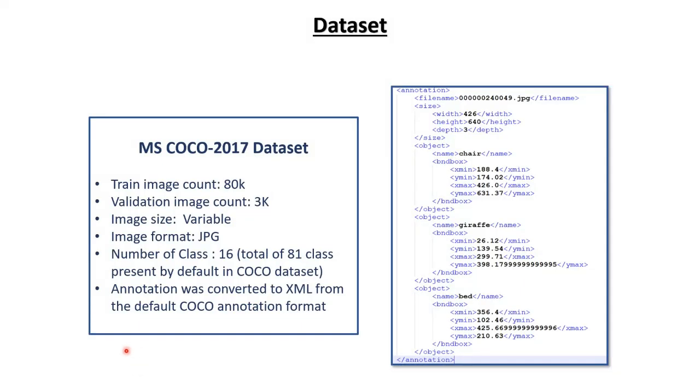Our dataset is from COCO 2017. Vehicle subclasses and animal subclasses. So these 16 classes were selected randomly. These 16 classes gave us a total of around 80K training images and 3K validation images.